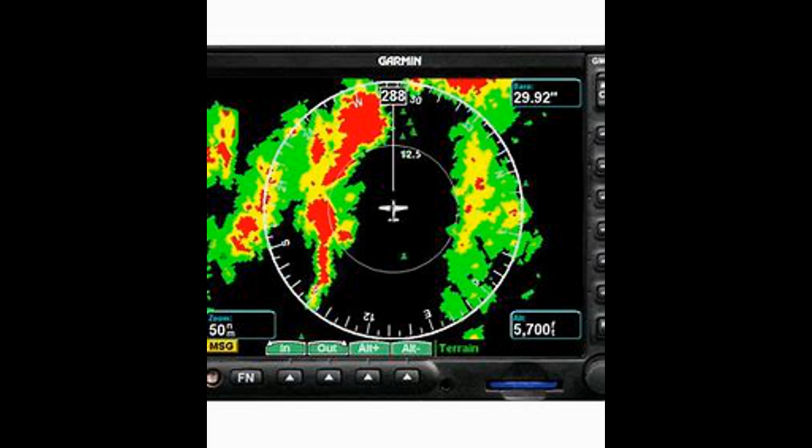A Stormscope can be a great help to avoid bad weather. Unfortunately, very few general aviation aircraft are equipped with these and it is therefore critical for pilots to get proper weather forecasts before and during a flight.